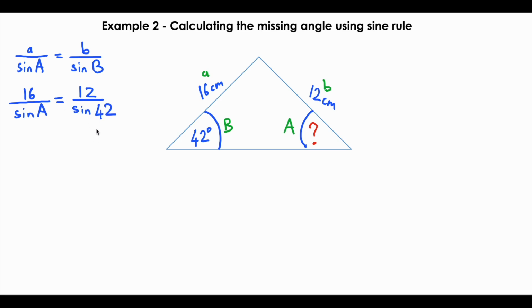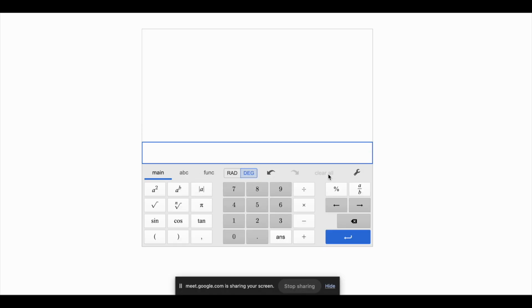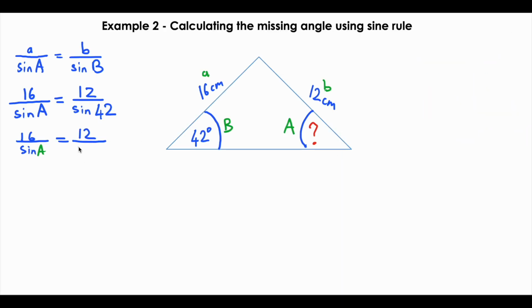As usual, we always try to figure out what the sine is. Sine 42, what is that? So let's write this back down. We have 16 over sine A, which we do not know, that's what we're looking for, which is equal to 12 over sine 42. So we want to figure out what sine 42 is. Sine 42 is equal to 0.669.